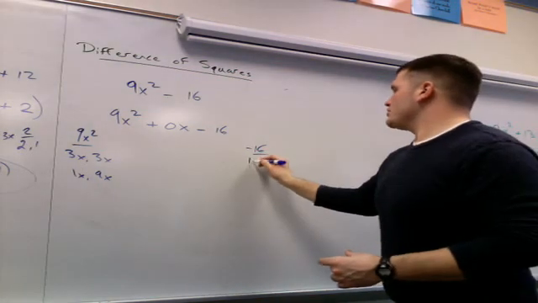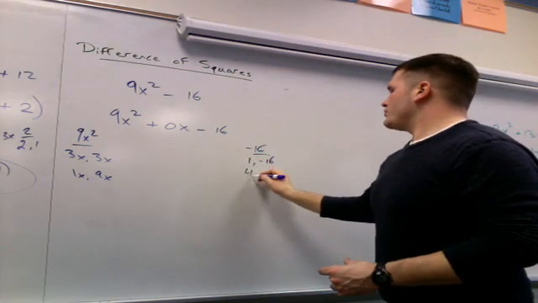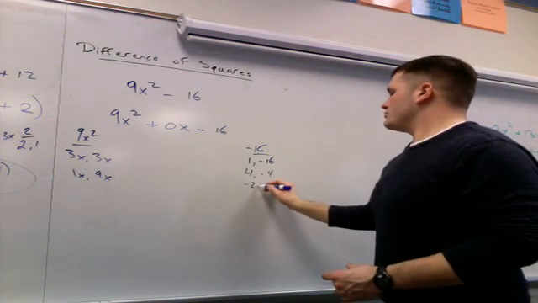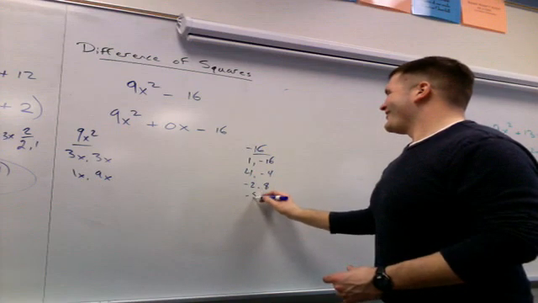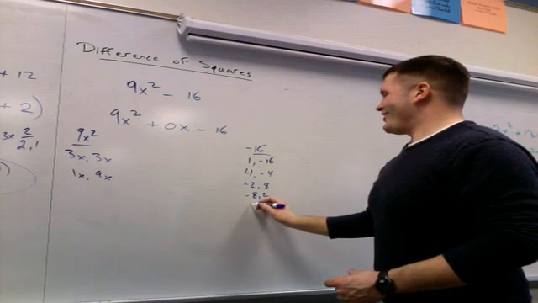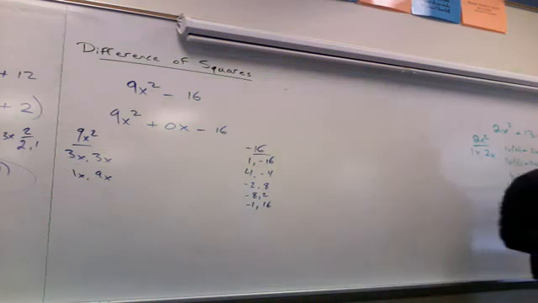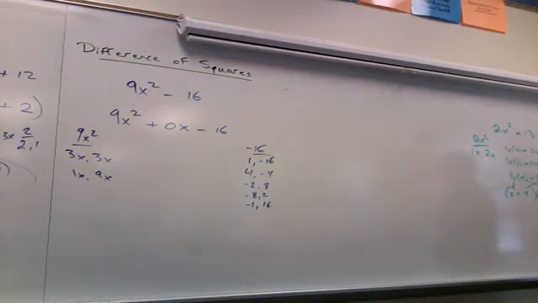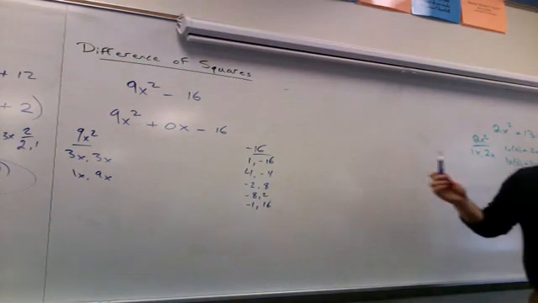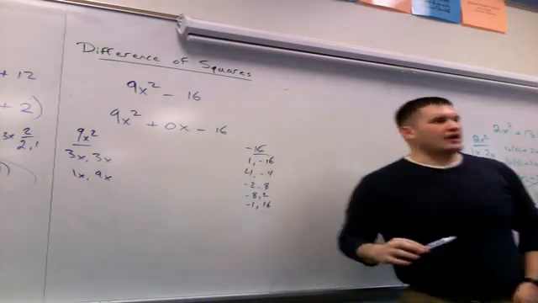1 and negative 16. Okay, so 1, 4, and negative 4. Negative 4 and 4. Okay. Negative 8 and 2 as well. Negative 1 and 16, right? So those are all our factors of negative 16. Now we want this middle term to be 0, right?